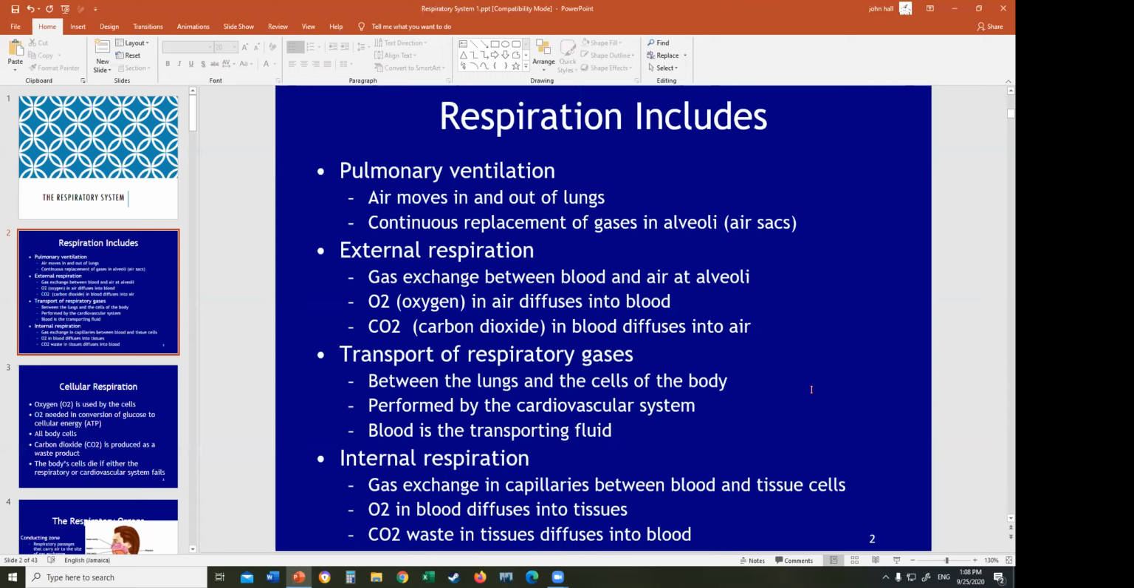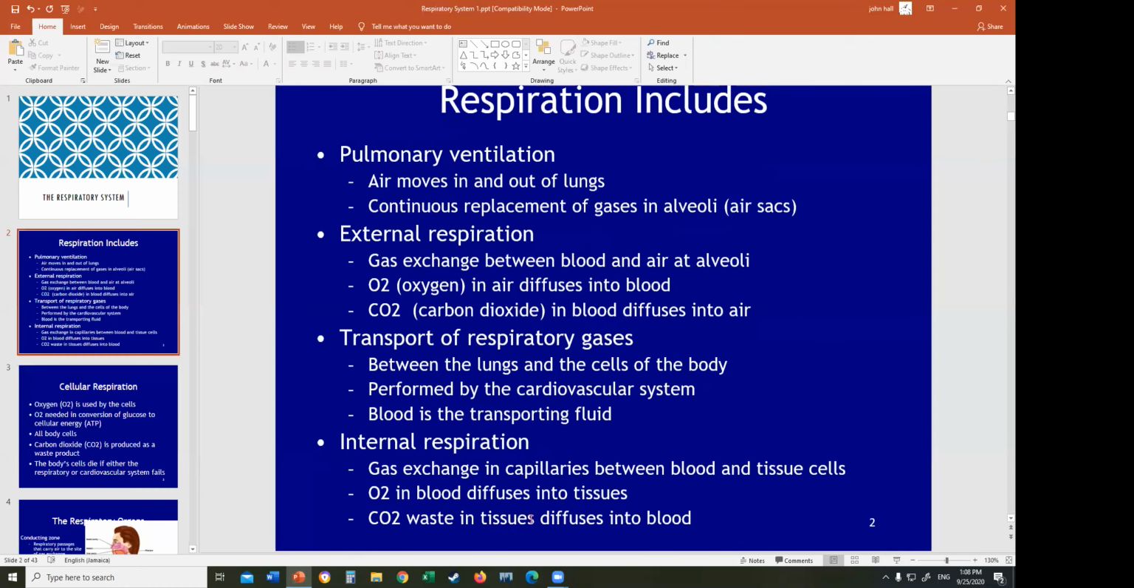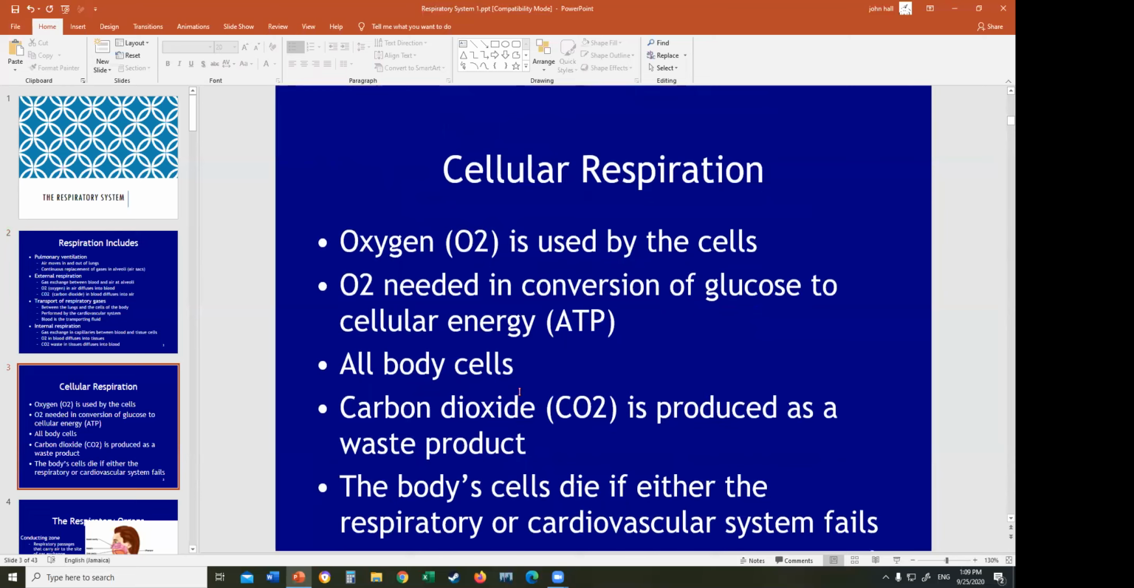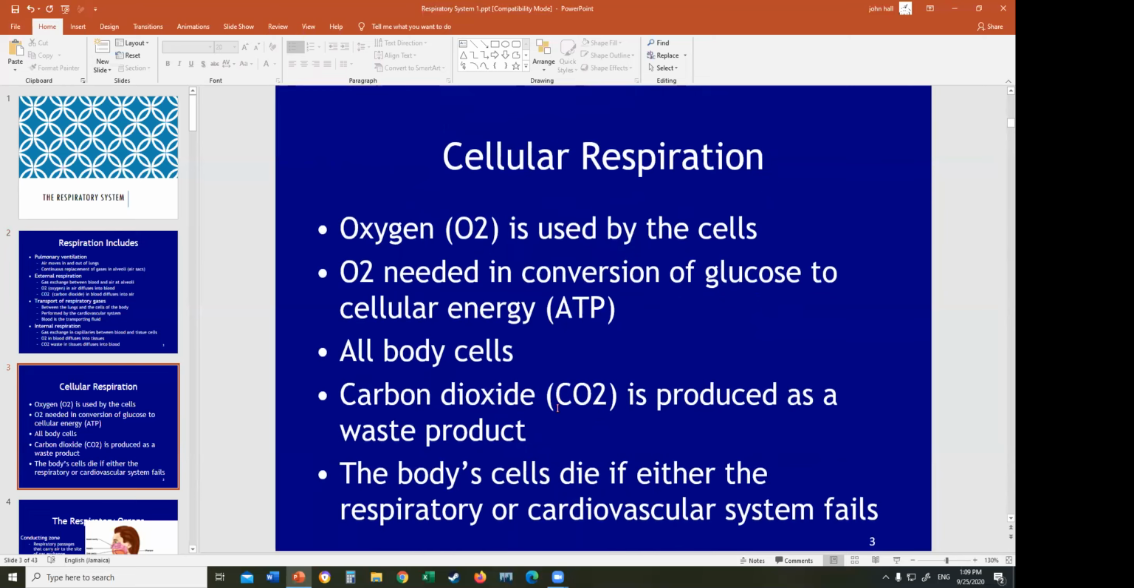Then respiration also includes transporting those gases. It refers to taking the oxygen and carrying it all over the body, to all the tissues that require it, and taking the carbon dioxide from these tissues and bringing it to the lungs to be disposed of. That is all still under respiration, right? It even refers to internal respiration, where you produce carbon dioxide during production of ATP, and use oxygen in the production of ATP. So please note, there are multiple types of respiration. There's even cellular respiration, but we're not going to worry so much about cellular respiration.